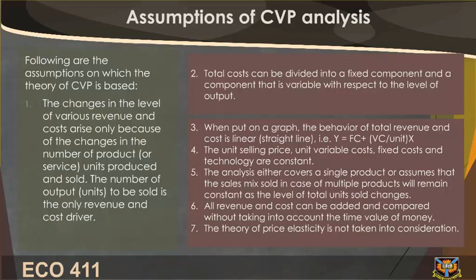4. The unit selling price, unit variable cost, fixed cost, and technology are constant. 5. The analysis either covers a single product or assumes that the sales mix sold in case of multiple products will remain constant as the level of total units sold changes. 6. All revenue and costs can be added and compared without taking into account the time value of money. 7. The theory of price elasticity is not taken into consideration.